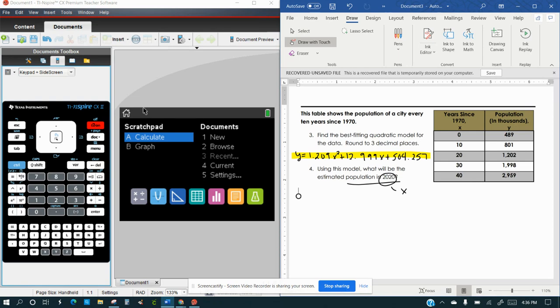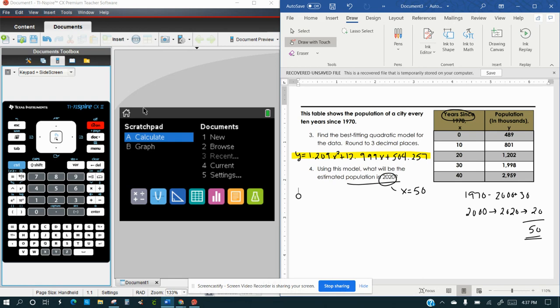Now, it's not x equals 2020. The reason is because this is actually years since 1970. So if we're talking about from 1970 to 2020, how many years is that? Well, 1970 to 2000, that's 30 years. And then 2000 to 2020 is 20 years. That's 20 years. We have a total of 50 years between 1970 to 2020. So that's actually your x value.